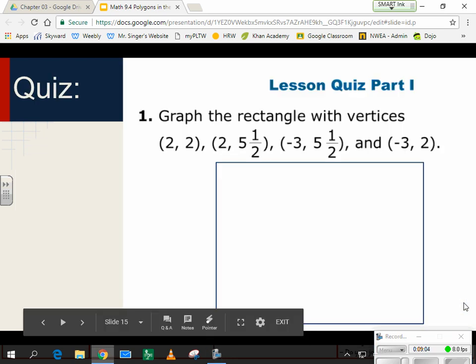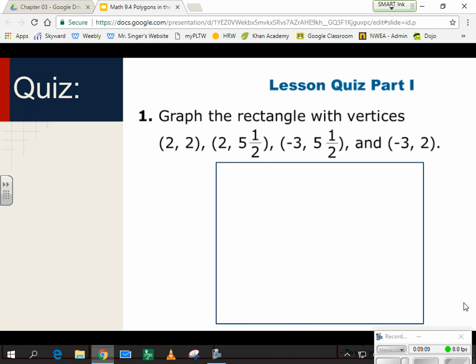And here is your quiz. It's going to be in 3 parts, so we're going to pause it as we go. First thing you have to do here is graph the rectangle with vertices. So make a coordinate plane and then graph it. When you're done, move on to the next one.